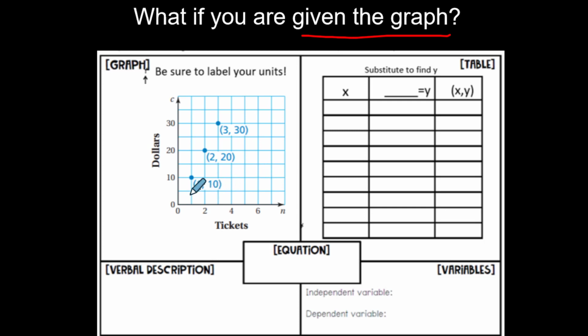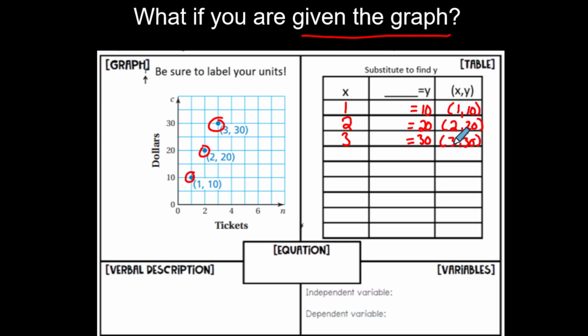So I'm going to look here. What do I know? I know that when x is 1, y is 10. And I can tell that by that ordered pair right there. So when x is 1, y is 10. All right, let's get some more information. When x is 2, y is 20. I'm just filling in my chart. When x is 3, y is 30. All right.